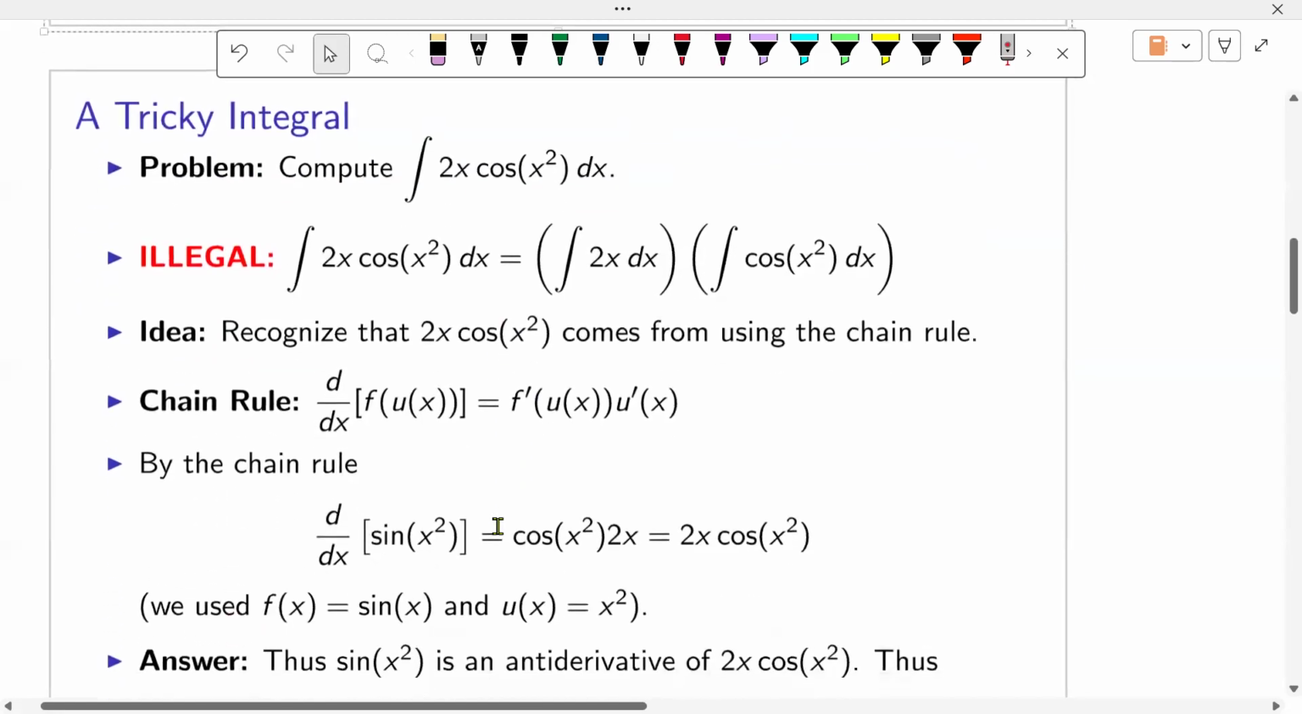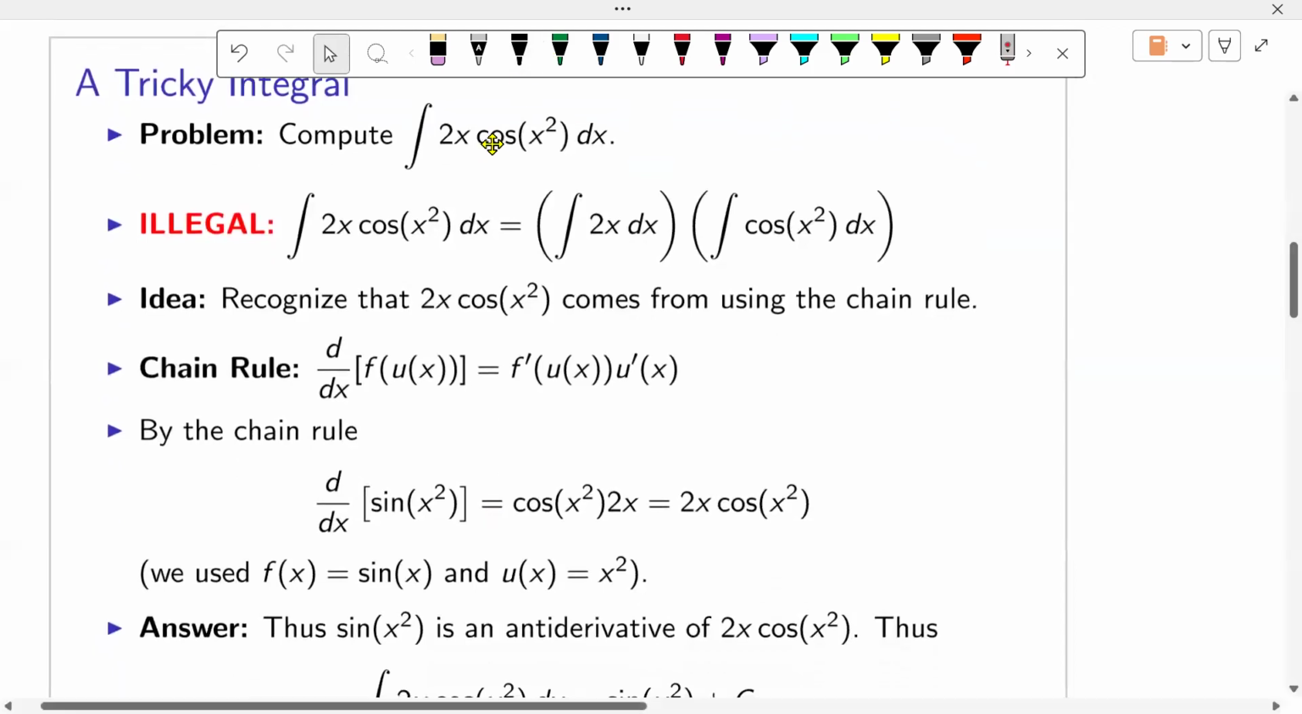So one thing you might notice if you're incredibly clever, and maybe that's you, maybe you looked at that 2x cosine x squared and you're like, oh, I know the antiderivative of that. That's easy. Look at sine of x squared, right? If I had to take the derivative of the sine of x squared, what must I do? Well, you must use the chain rule, right? You take the derivative of the outside function. That gives me cosine x squared. And then I multiply by the derivative of the inside. That gives me 2x. Bam, there we go.